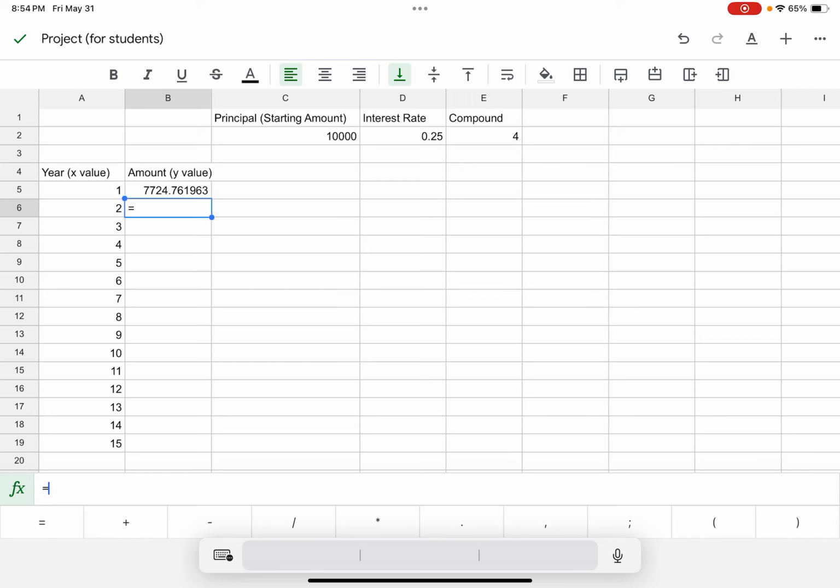So I'm going to hit equals, tap my box B5 without the lock, without the dollar symbols. Because now that's saying this will change as I go down to cell number B7, year 3. I'm going to use the cell above. When I go down to year 4, I'm going to use the cell above. So that I want to change.